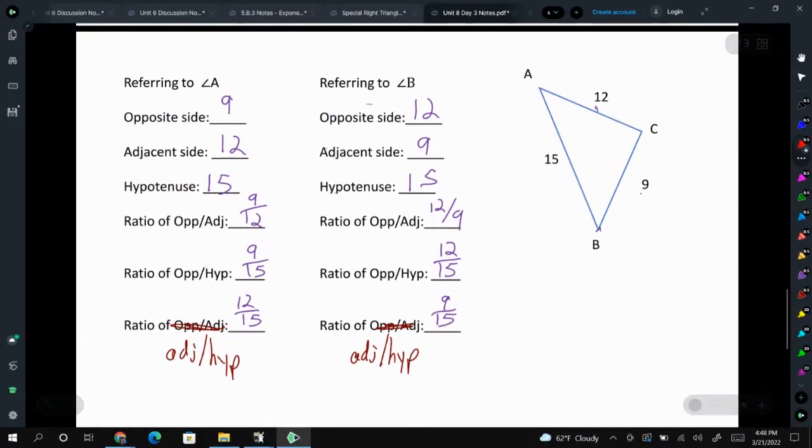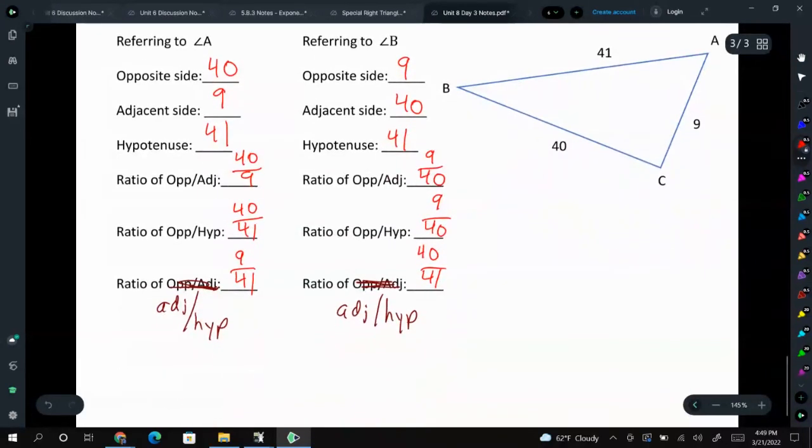All right, so here's my answer for the first problem. You can check those real quick if need be. Pause it to check yours. And then down here, again, pause it to check your work here.